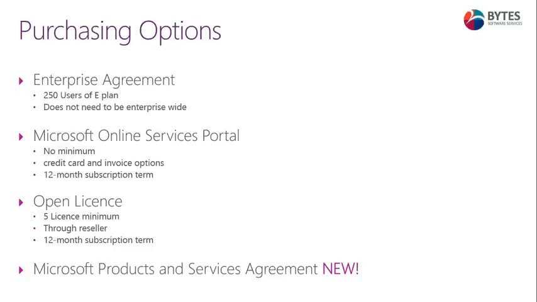You can also purchase through the Microsoft Online Services portal. It doesn't have the same rights as purchasing through volume licensing, so you just need to be careful that if you're accessing on-premises servers, you need to make sure you're buying those through the volume licensing program rather than the online services portal, which is kind of direct with Microsoft. You can also purchase through the open license program, so for smaller organizations, the minimum is 5 licenses. The subscription term is always 12 months as a minimum.